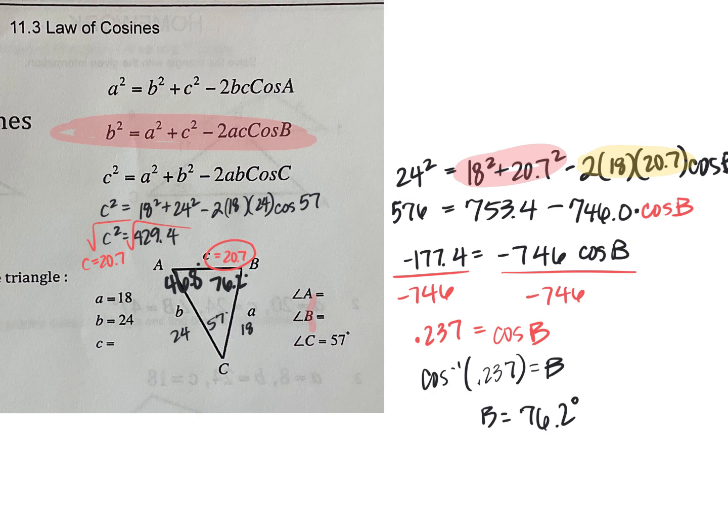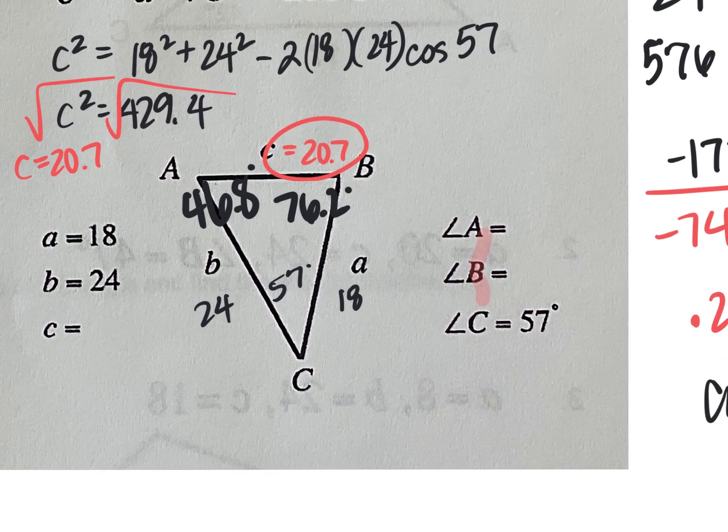Do we need anything else? No. We did it. Law of cosines, in my opinion, is pretty miserable when you're looking for an angle. When you're looking for the side, life is good. The angle is the worst. I fully support going law of sines.